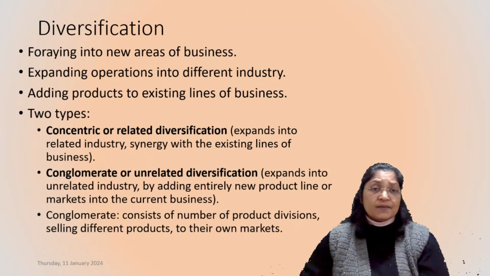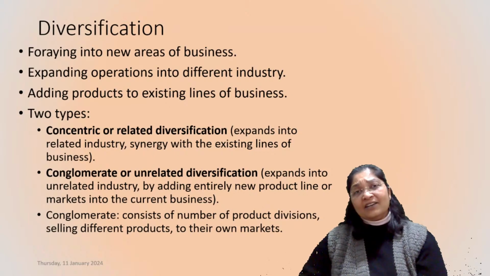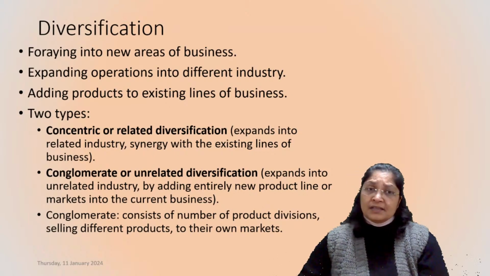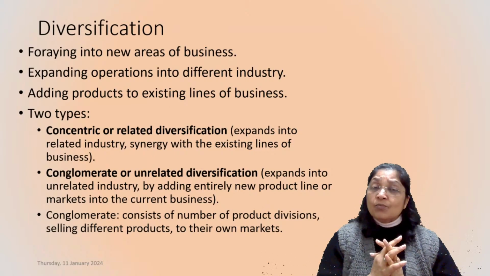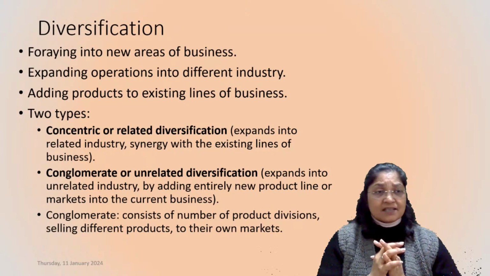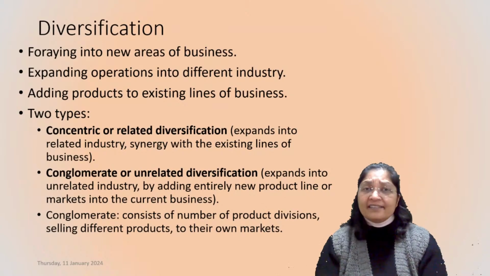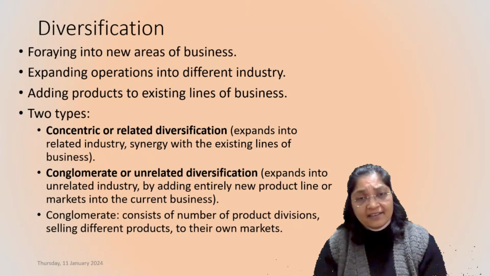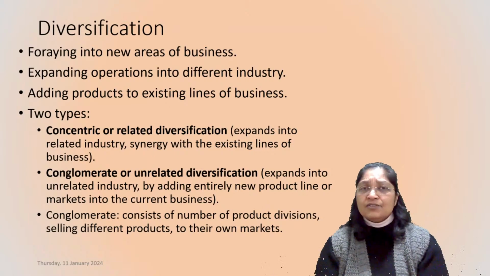Or diversification could also be adding products to its existing line of business. So the business unit remains the same, only it tries to add more products to its line of business. Now, there are two types of diversification strategies. One is concentric or related diversification, in which it tries to expand in the related industry, that is, in the existing line of business only.